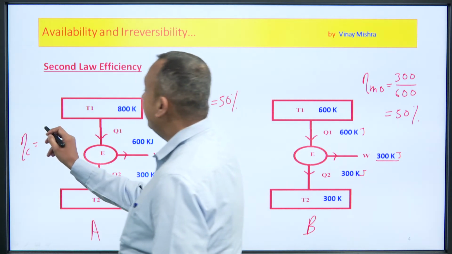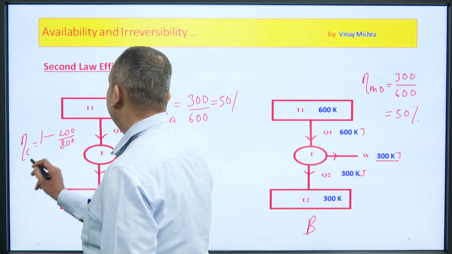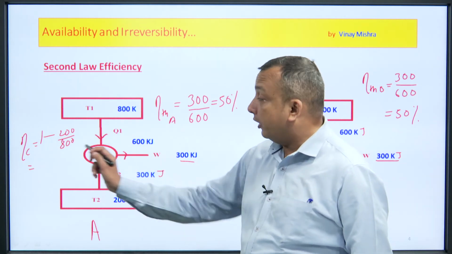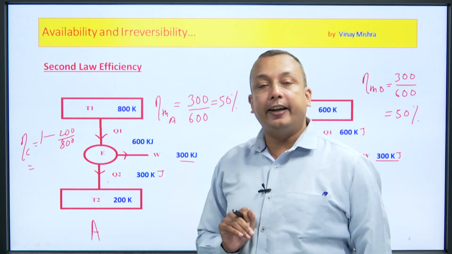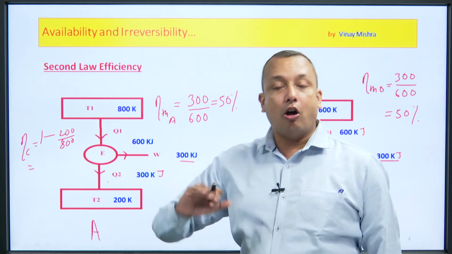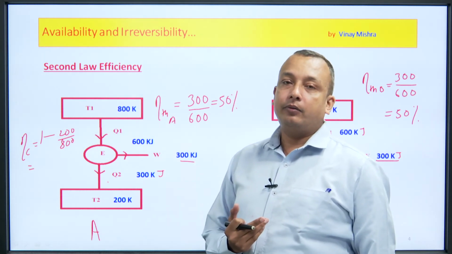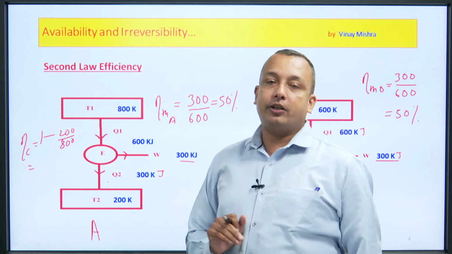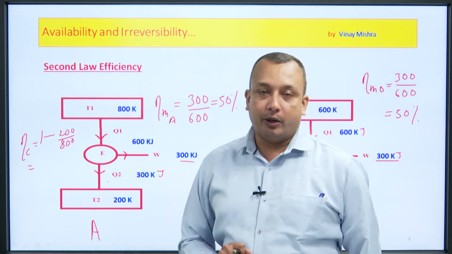this is equal to 1 minus 200 divided by 800, that is, 1 minus T2 upon T1. This equation we have already proved in our previous lecture. We have already discussed it in detail in our previous lectures. So, we see that its maximum possible efficiency is equal to its Carnot cycle efficiency, which must be equal to 1 minus T2 upon T1. T2 is the lower temperature, T1 is the high temperature.